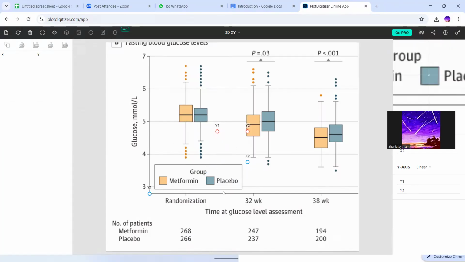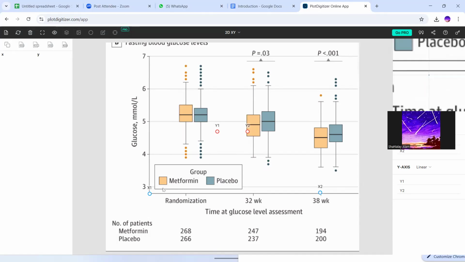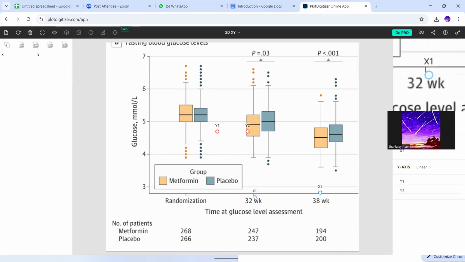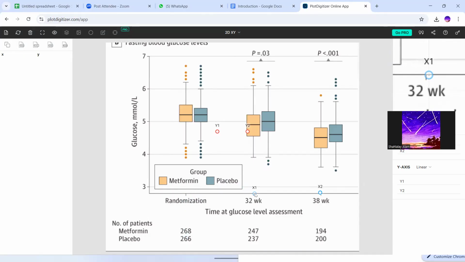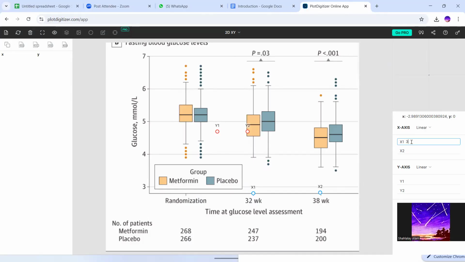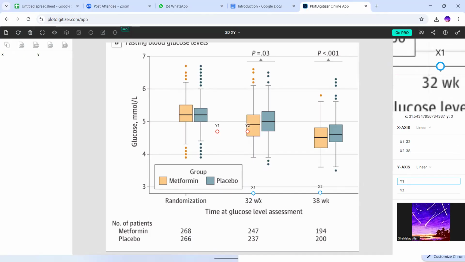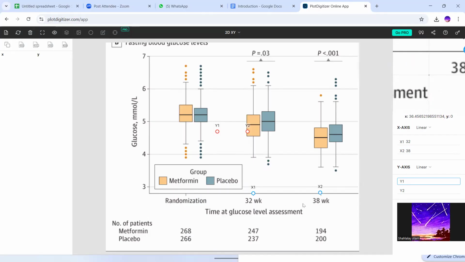There's nothing to do with the x-axis, so there's nothing to do. Yeah, there is something to do with the x-axis. But basically, I don't know which week this is. They haven't even, let's say it is 32 and 38 week, because in the study they didn't mention any weeks. So my x1 is 32, my x2 is 38. I don't have to do anything with the x-axis, unless I am required to extract data for the 32 and 38 weeks.